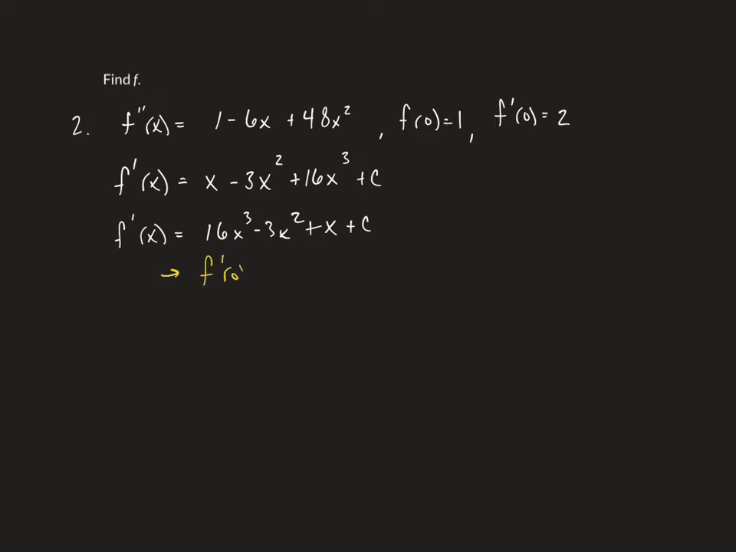F prime of 0 is going to be equal to 16 times 0 to the 3rd minus 3 times 0 squared plus 0 plus c, and that all has to equal 2. And whenever we're given something of 0 information, that's nice because all of these are zeros. And so what we've shown here is that c has to be 2. So now I can be confident in writing the exact f prime of x function with the constant filled in.